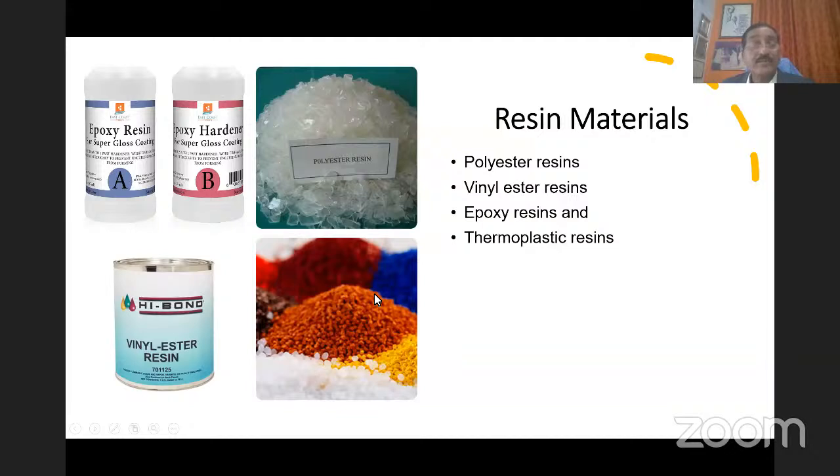And the resin materials, which are supplied on the commercial side, are polyester resins and vinyl ester resins down the box side. The thermoplastic resins and the coloured epoxy resins on the left side of the box are available from five manufacturers to use.